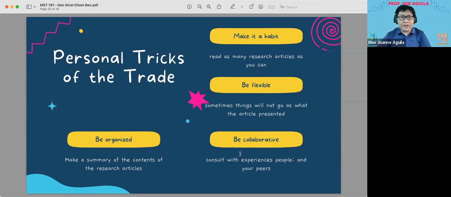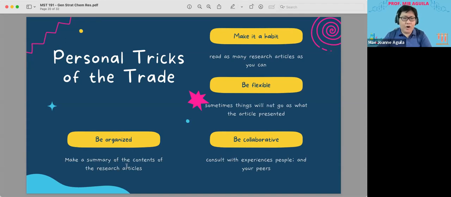And then be collaborative. So consult with more experienced people, or even with your peers. This aspect of consultation with peers is sometimes taken for granted. But take note, each one of us is unique. So our understanding and interpretation may be different from the others'. And it's quite important and gives us a better picture if we know the others' interpretation as well.